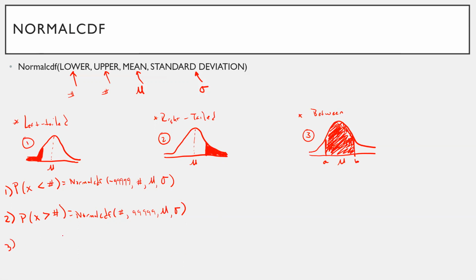Now, the third type of problem is if I want to find the area between. So it's the probability that your X variable is between 2 numbers. You're going to go normal CDF, and then your lower value is going to be A, and you want to stop at B, so that's your upper value. And then you plug in your mean and your standard deviation.